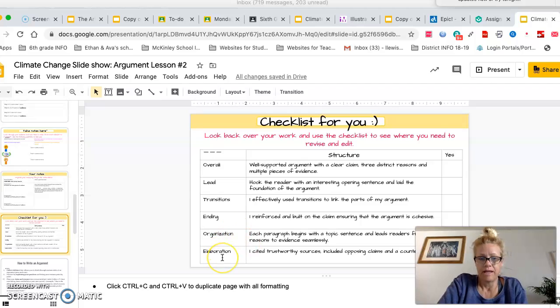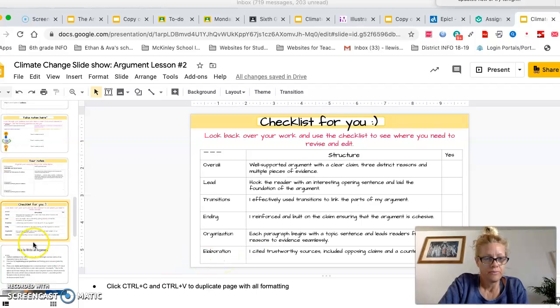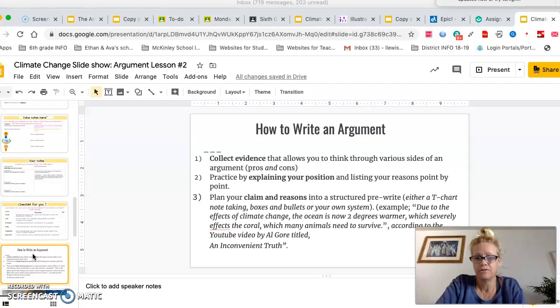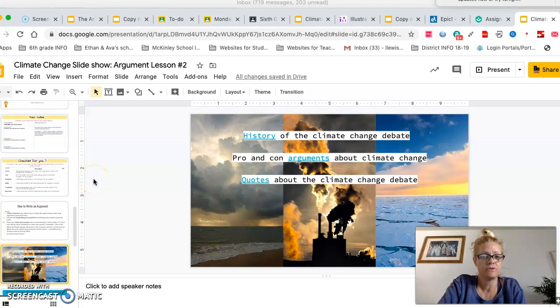We're going to talk about elaboration further next week. So how to write an argument: collect evidence, explain your position, and organize your thoughts. That's basically the best way to go about writing a good paper.